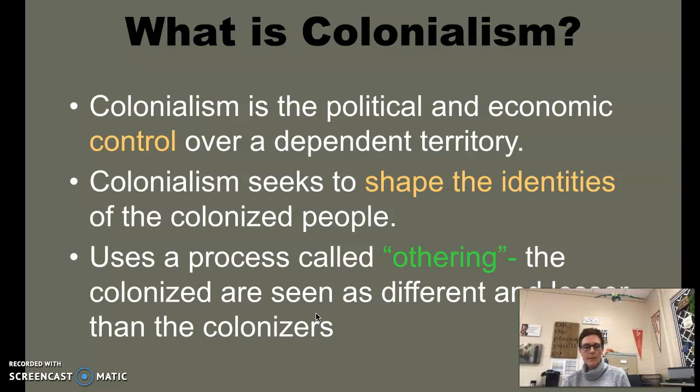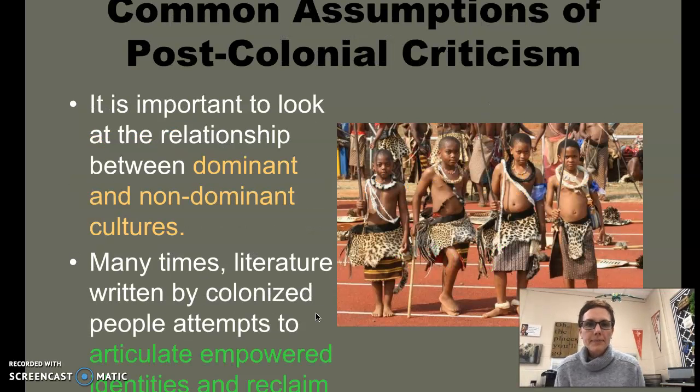Colonialism has happened as long as history has been around, where one group is taking over another group and shaping their identity. Colonialism uses a process called othering, so the colonized are seen as different and lesser than the colonizers. So this group of people is less civilized. We're going to bring our good technology to them, we think, and make them more civilized because they need us. That's the belief behind colonialism.